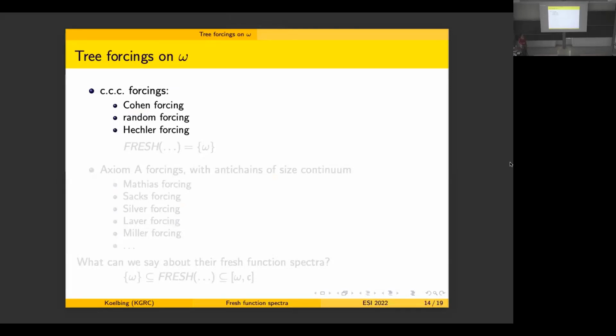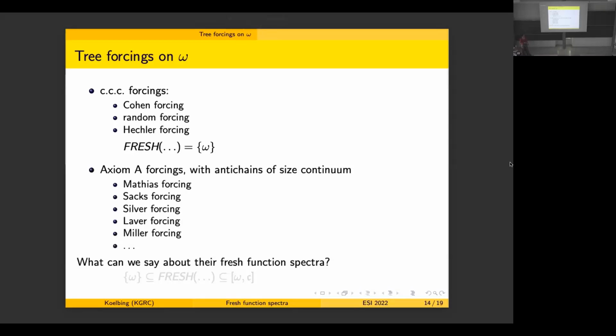So now I want to show what the fresh function spectra of tree forcings on omega are. First, the CCC forcings, such as Cohen forcing, random forcing, and Hechler forcing, are Knaster. So the product of the forcing with itself is CCC, and therefore we can use the first proposition to get that the singleton {omega 1} is the fresh function spectrum. What about the other non-CCC tree forcings? We know that omega is always in there because they all add reals, and the spectrum is bounded by the continuum because of the size of the forcing.